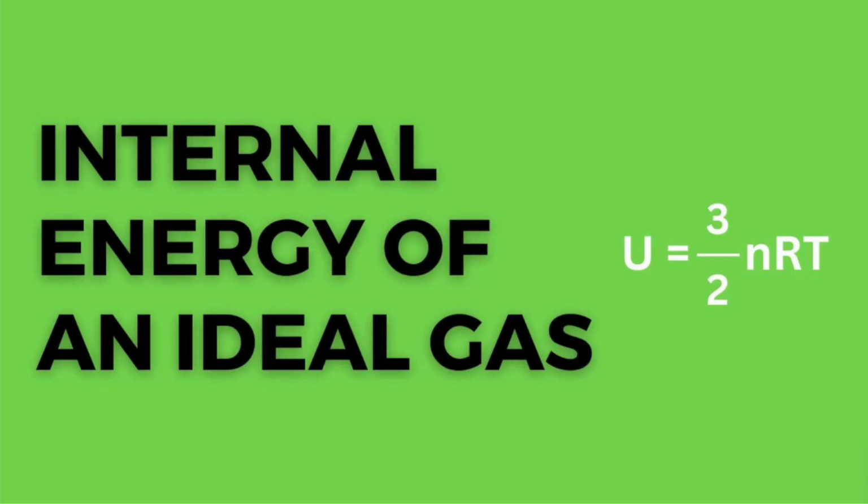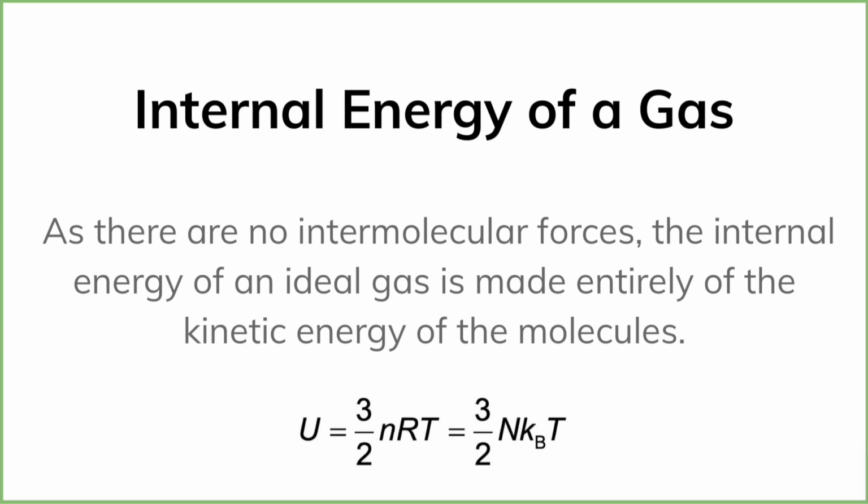In this video we're going to learn about the internal energy of an ideal gas. When we talk about internal energy of an object, we're talking about the random kinetic and potential energy of the molecules of that object. It's different for an ideal gas because one of the assumptions we make with ideal gases is there are no intermolecular forces. And if there are no intermolecular forces between the molecules, that means there's no potential energy.